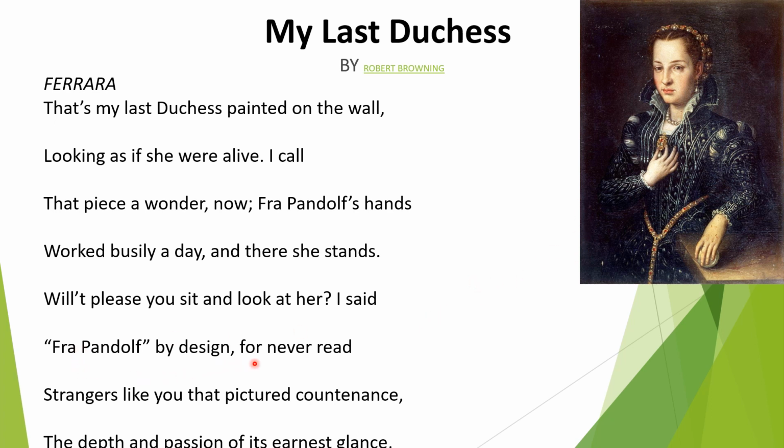Will't please you sit and look at her? Can you please sit and look at her? He arranged a chair also there near the painting, and he asked this representative, the envoy, to sit and look at her. I said Fra Pandolf by design. Why do you think I'm mentioning the name of the painter? By design means deliberately I'm mentioning the name of this painter so that you will understand the importance of the painting. Okay.